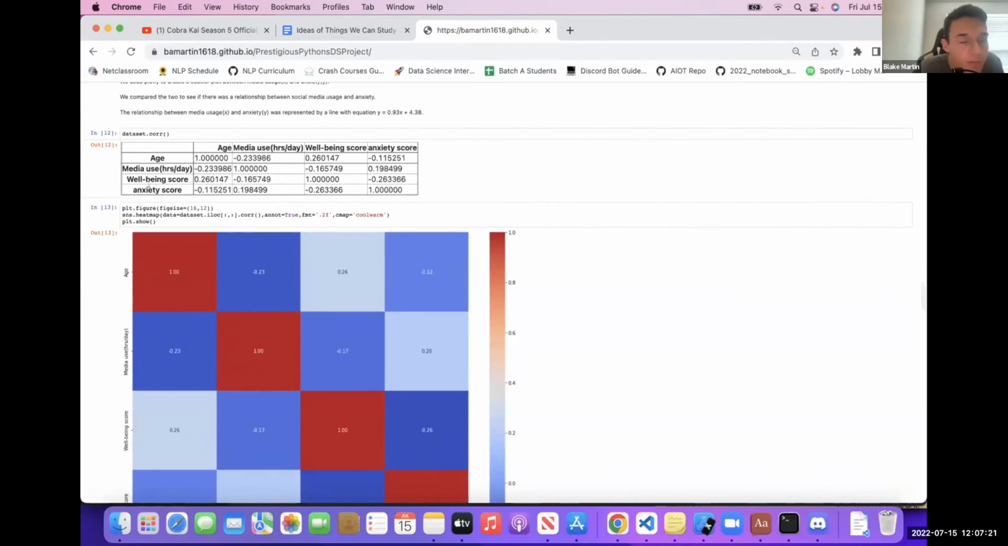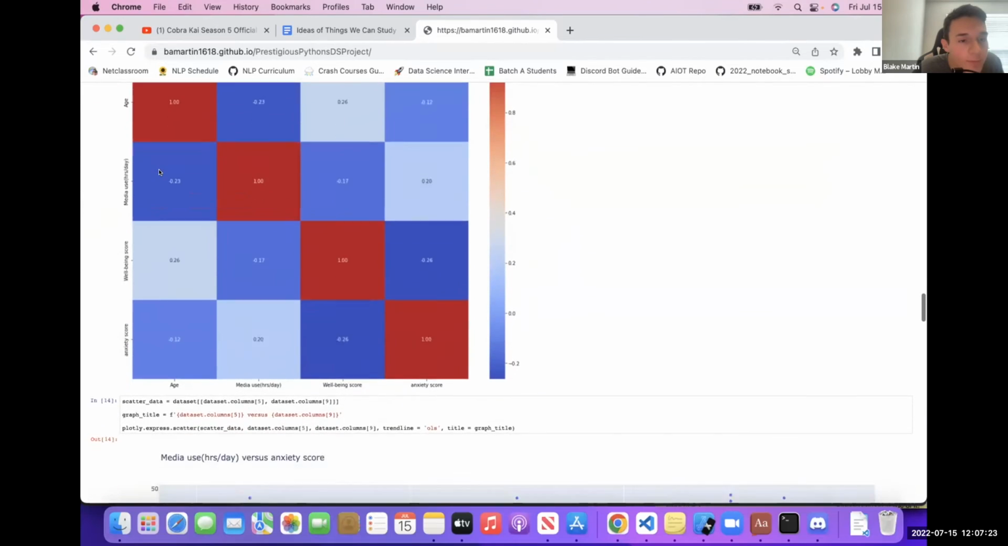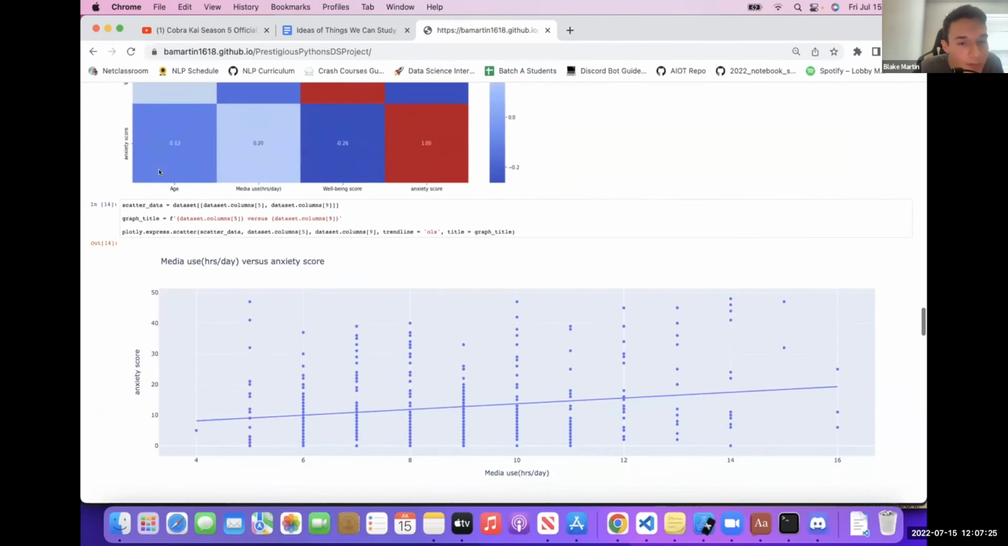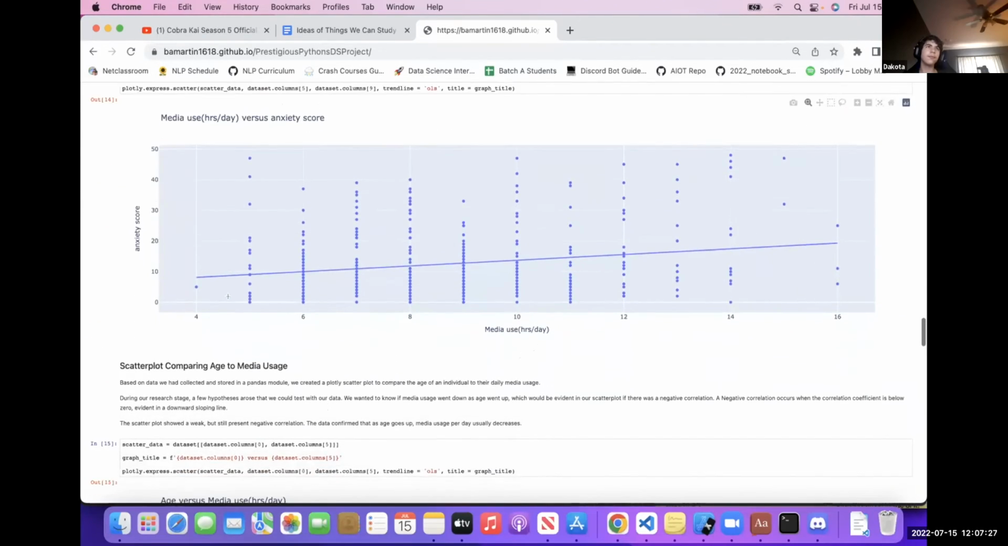Okay, just a little more. Here are the graphs we generated for this section in our scatter plot.